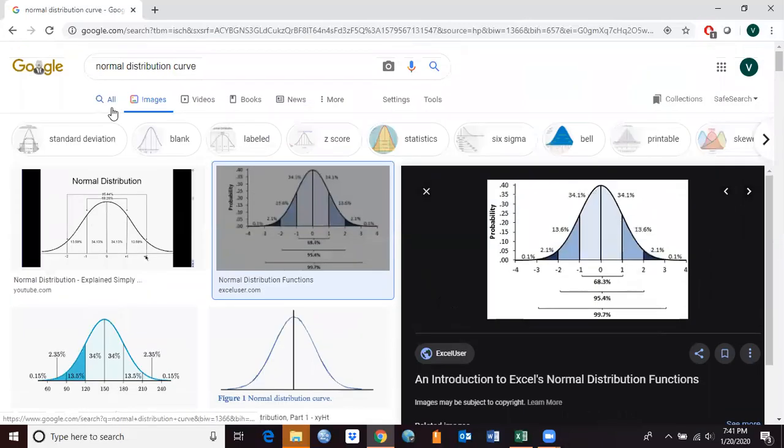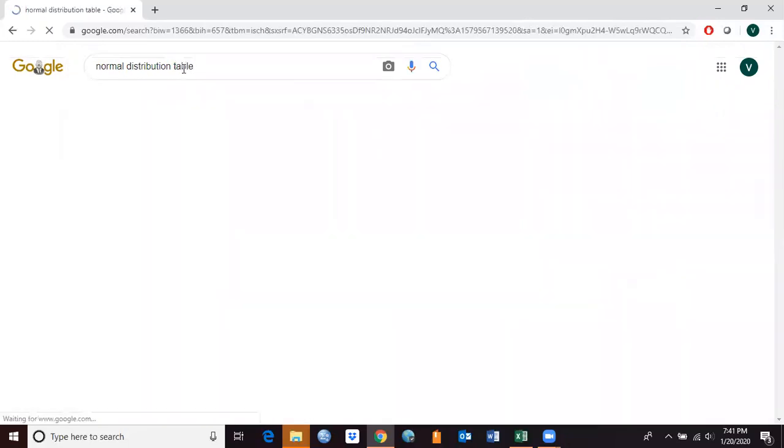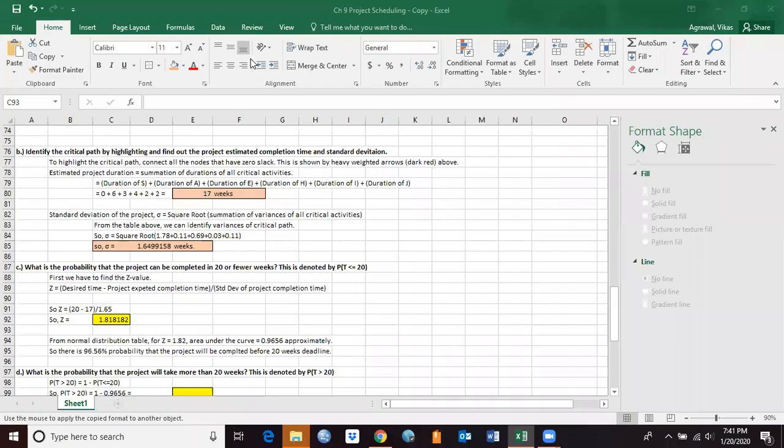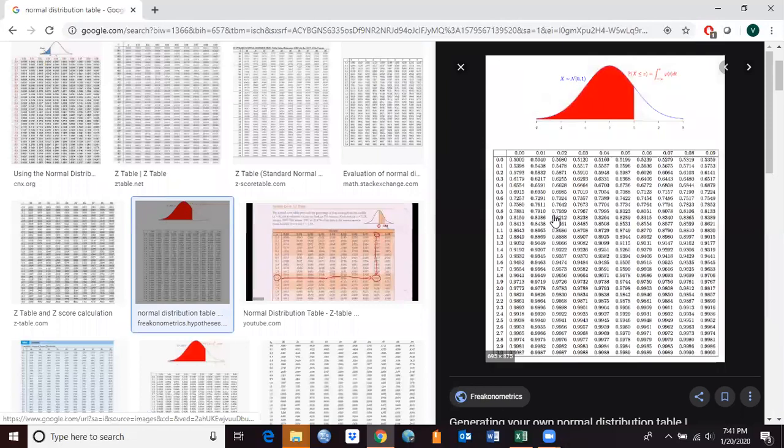So let's go back to the normal distribution table. We just calculated the Z value of 1.81, so we're going to use this table here. See, it tells me that it is more than half. If the Z value is positive, you're going to use this table, which tells me that it is more than 50%, because it is more than half of the curve.